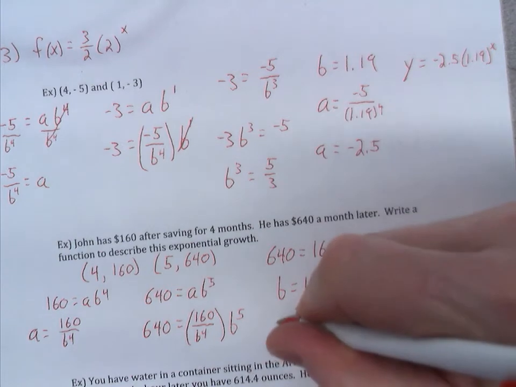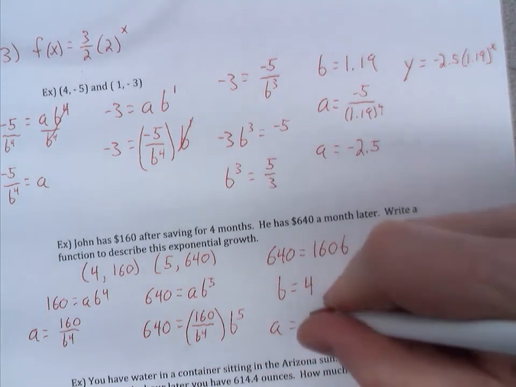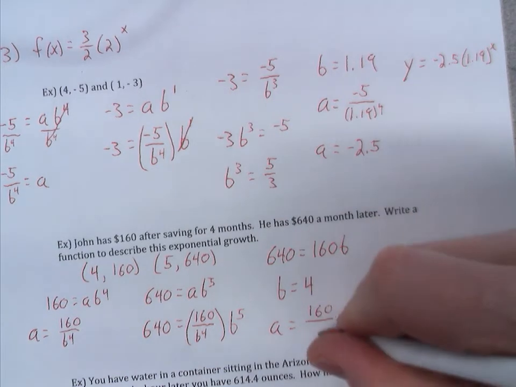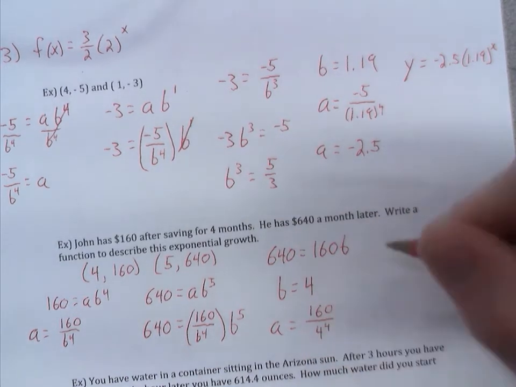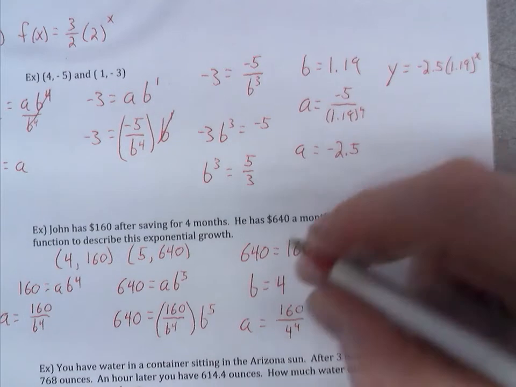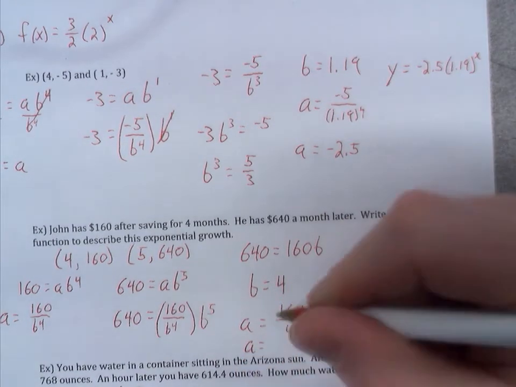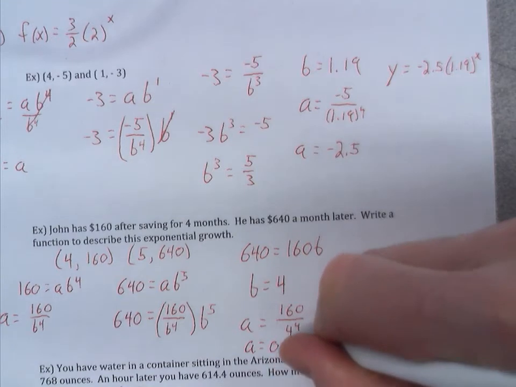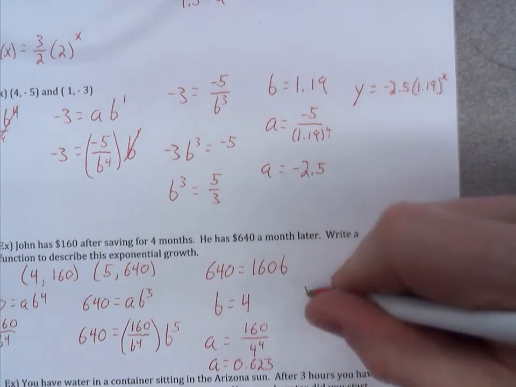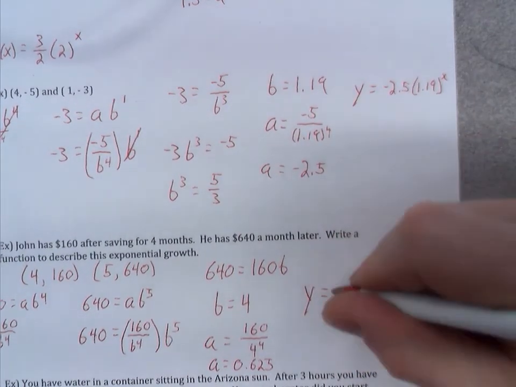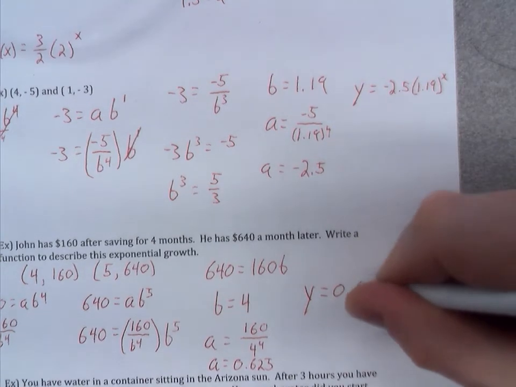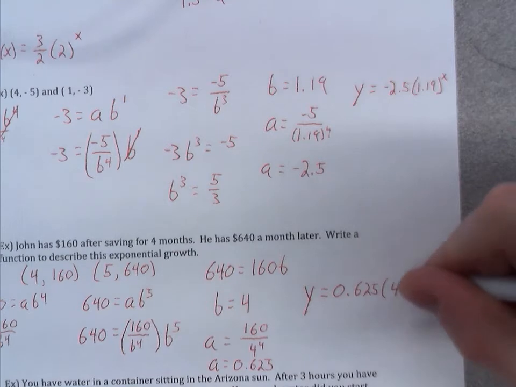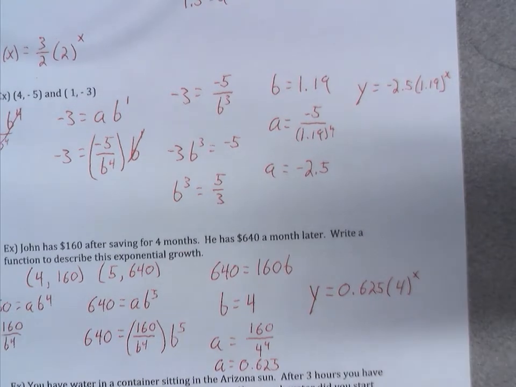Now I can put that back into my original equation. A equals 160 over 4 to the 4th. And I get A is equal to 0.625. So then my equation would be y equals 0.625 times 4 to the x power.